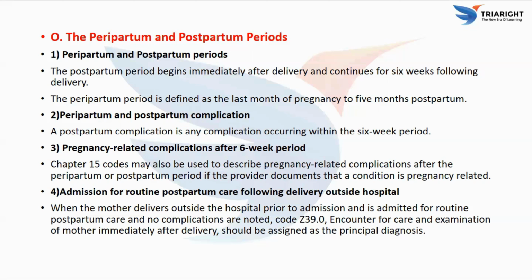So why is it important? You have to use the Z39.0 code only if there are no complications, right? If complications are present, you have to use the appropriate O code instead. So this is the rule for coding for the admission for the routine postpartum care.